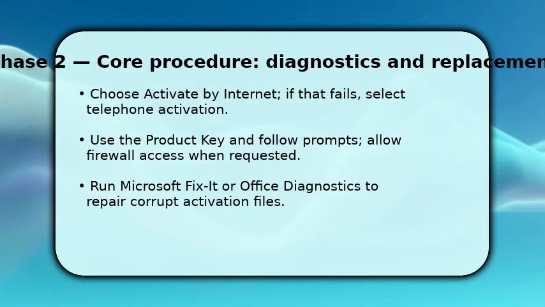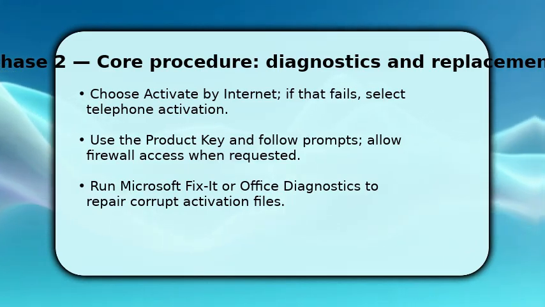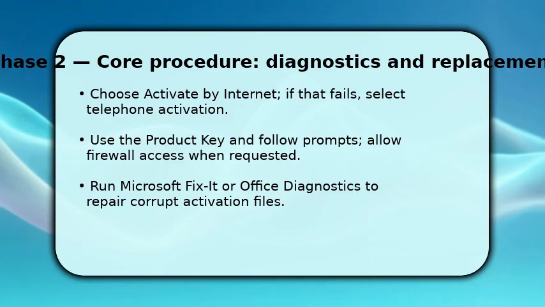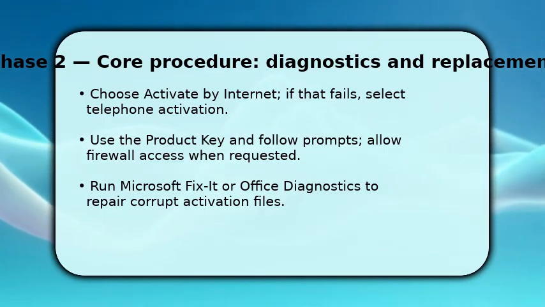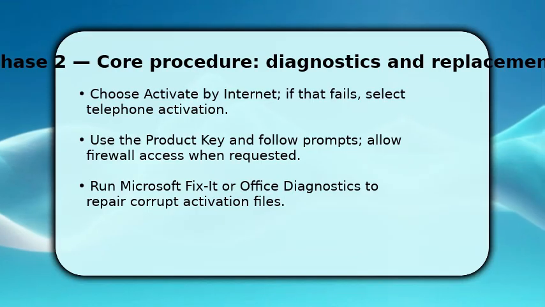You should try internet activation first. Enter the product key and follow prompts. Make sure to allow firewall access when requested because the app must reach activation servers. If internet activation fails, choose telephone activation and read the installation ID exactly when asked. Once connected, type the confirmation ID back into Word.